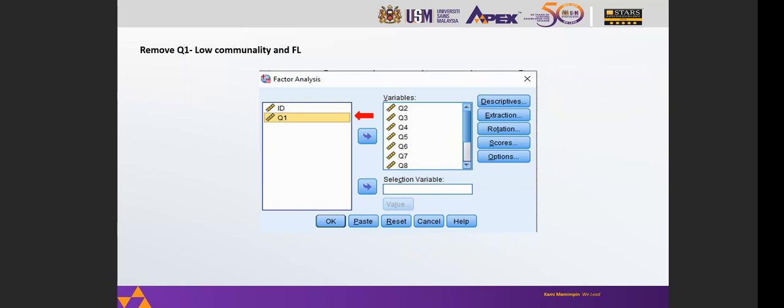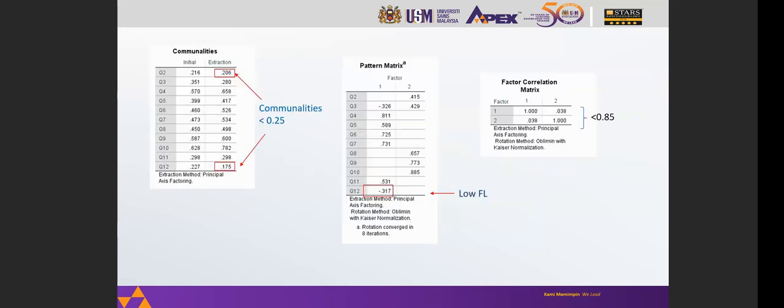Am I too fast? Can you follow me? Doctor. Tak nampak. Aduh, susah online. Okay, so you remove Q1. Okay, so you remove Q1 and see what happened to our communalities and pattern matrix we have three. I've mentioned before, we have to look at three things. Communalities, factor loading, and also factor correlation.